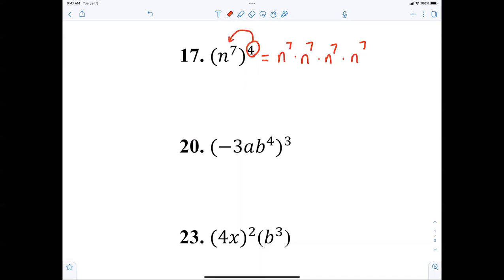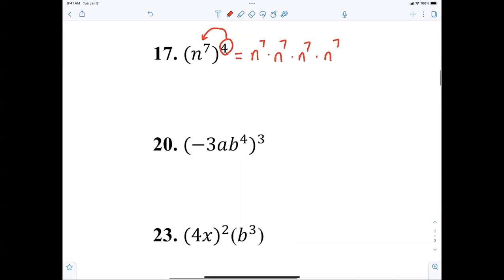You with me on this? So I want everybody to write this down first. That means n to the 7th times n to the 7th times n to the 7th times n to the 7th. Trust me, you'll understand what I'm saying as soon as she tells me what she thinks the answer is. What do you think the answer is to n to the 7th times n to the 7th times n to the 7th times n to the 7th? What is that?